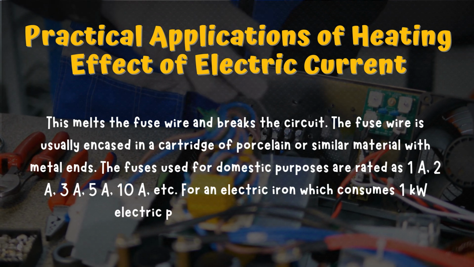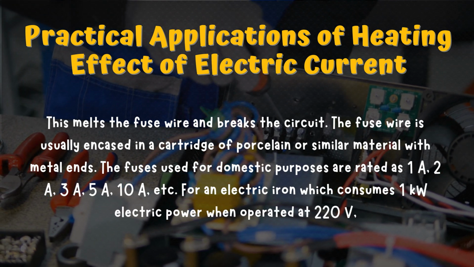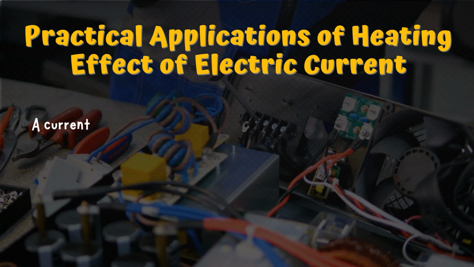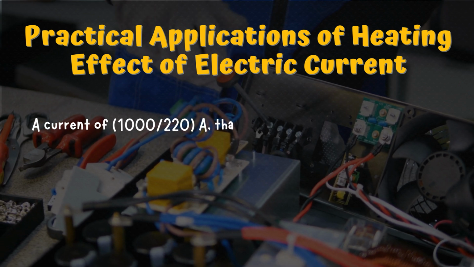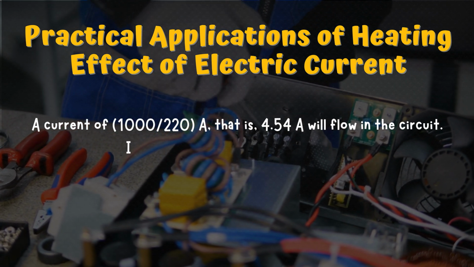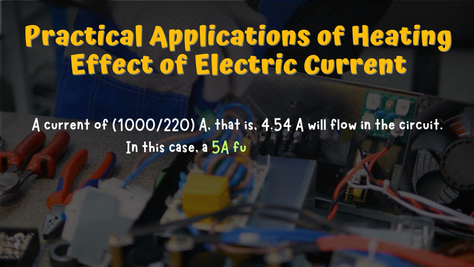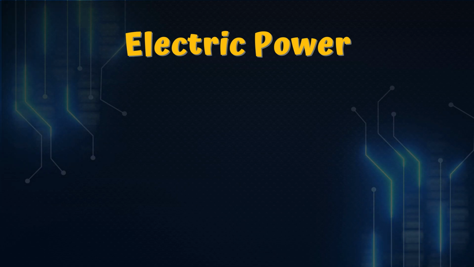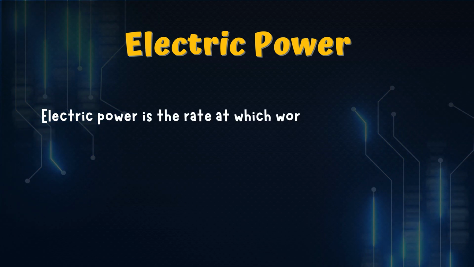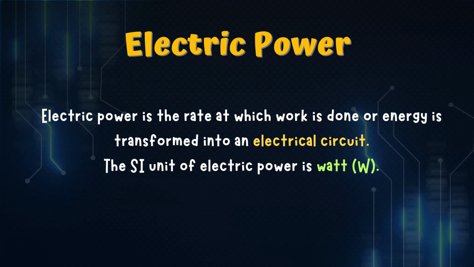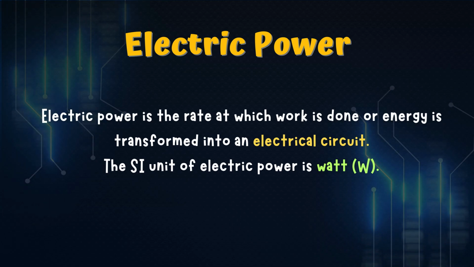For an electric iron which consumes 1 kilowatt electric power when operated at 220 V, a current of 1000 by 220 A, that is, 4.54 A will flow in the circuit. In this case, a 5A fuse must be used. Electric power. Electric power is the rate at which work is done or energy is transformed in an electrical circuit. The SI unit of electric power is watt, W.